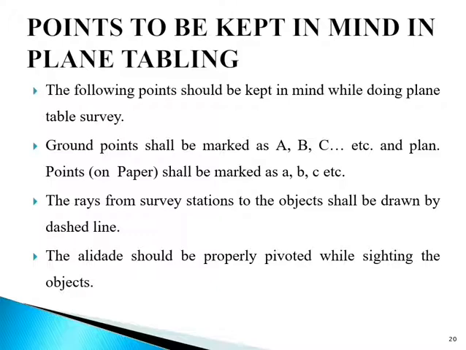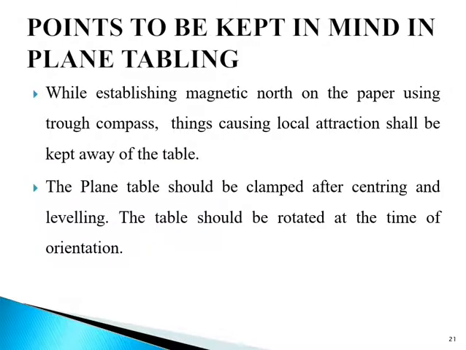The alidade should be properly pivoted while sighting the objects. While establishing magnetic north on the paper using a trough compass, things causing local attraction, like rods and steel bars which may create a magnetic field, shall be kept away from the table. So we have to remove this local attraction before the process starts. The plane table should be clamped after centering and leveling, and the table should be rotated at the time of orientation. So it is the main point. Keep all these points in mind while you do plane tabling.